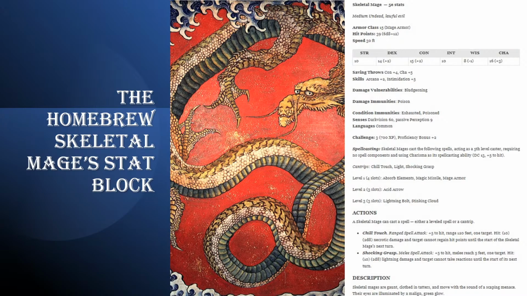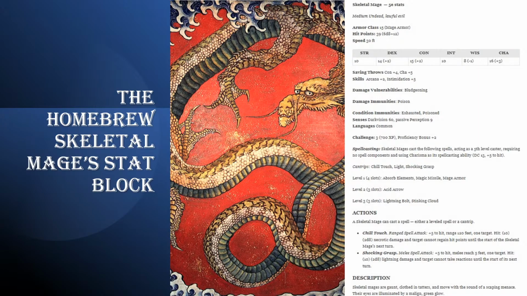So here's the 5e Skeletal Mage stat block. Again, a challenge rating 3 monster. I've tweaked it a little bit from the Skeletal Mage that we encountered in game. The one we encountered in game was equipped with bracers of defense. This one is not, so the armor class is a little bit lower than the one we encountered in game.